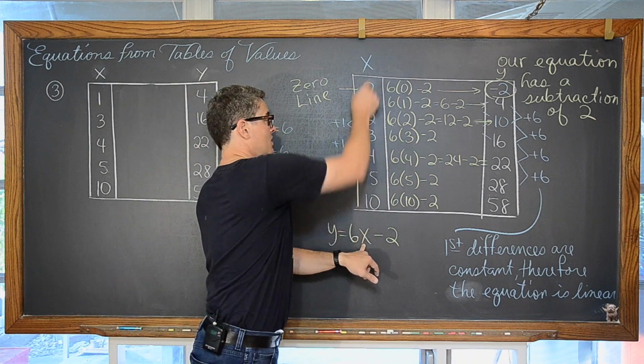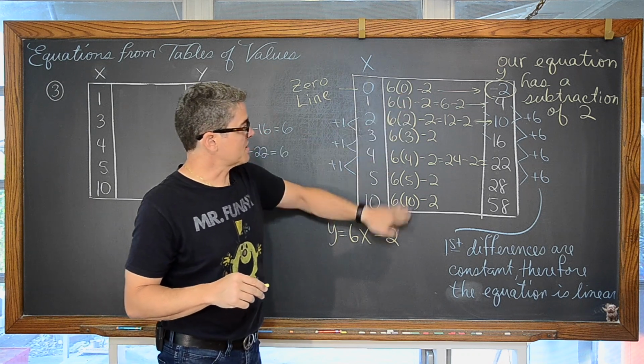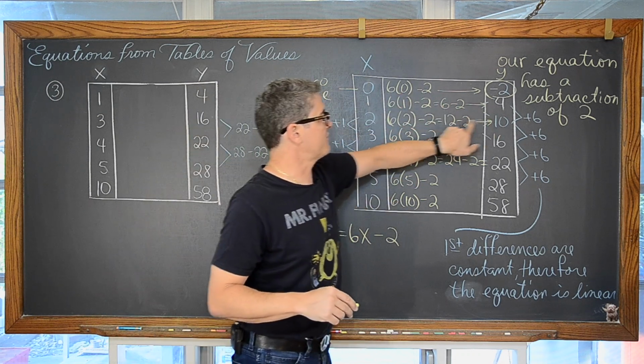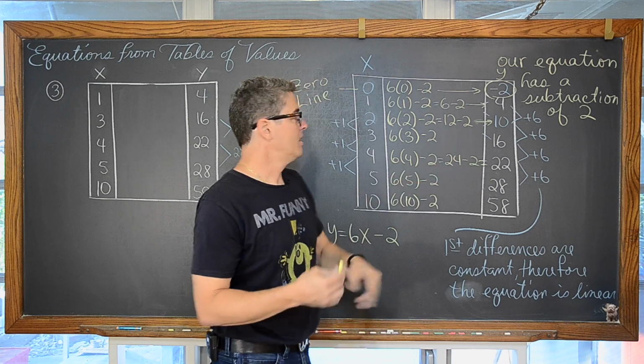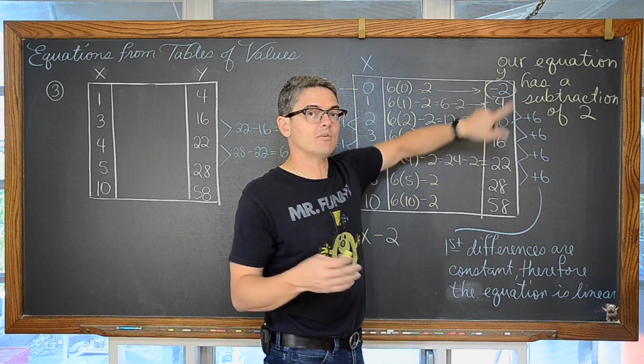Multiplication of 6 to our input value of x. And every single time we had a number that was a little bit bigger than our final answer, it was a little bit bigger by a difference of 2. Again, that 0 line showing that our equation had to have a minus 2 in it.